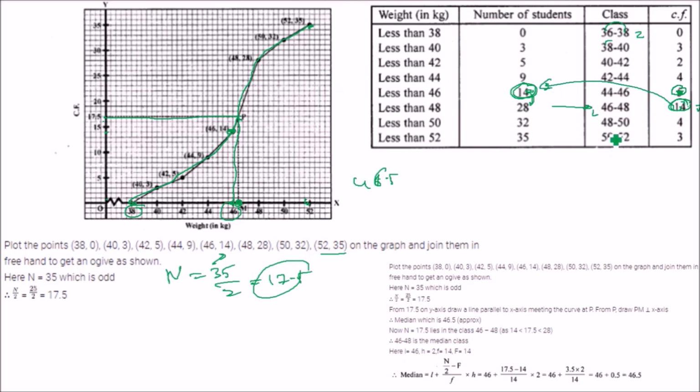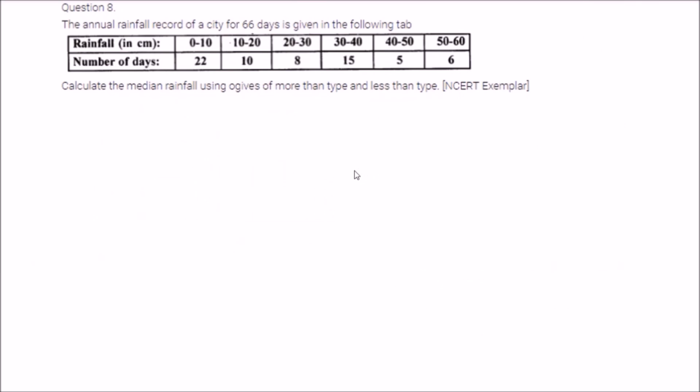That is, we'll use 46 as the lower limit, this as small f, this as capital F, and put them in here. H will be 2, and this will come as 46.5. So 46.5 from the formula and 46.5 from the graph are both the same. This is how we verify them.